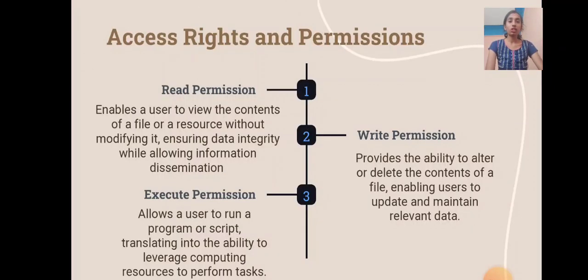Access rights and permission. First, the permission to read. It enables a user to view the contents of a file or a resource without modifying it, ensuring data integrity while allowing information dissemination. Next, the permission to write. It provides the ability to alter or delete the contents of a file, enabling users to update and maintain relevant data. Execute permission allows a user to run a program or script, translating into an ability to leverage computing resources to perform tasks.